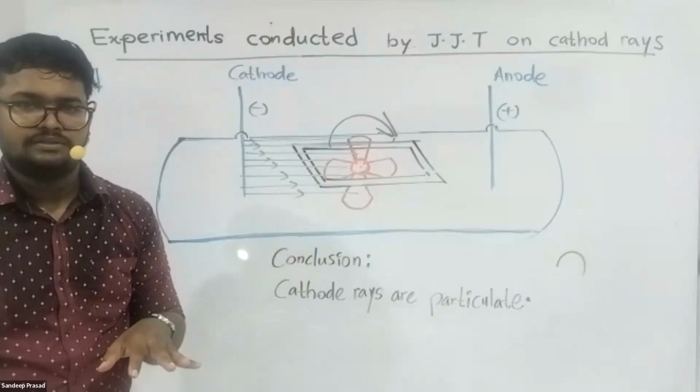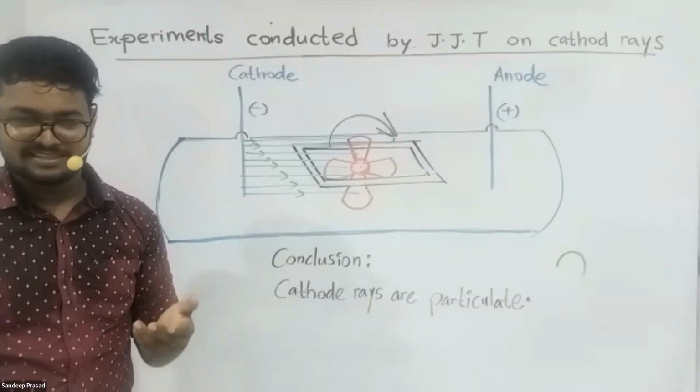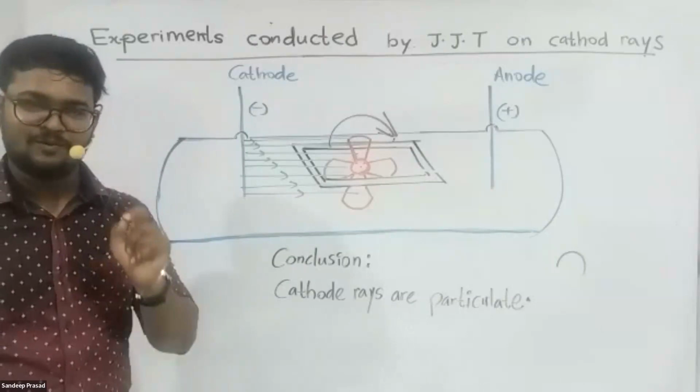Actually, we don't know why J.J. Thomson thought like that. We have to ask J.J. Thomson. Shall we ask? Shall we write a letter? Shall we make a call to Thomson? Shall I give you the number? Let's ask Thomson, why did you choose to do this experiment?